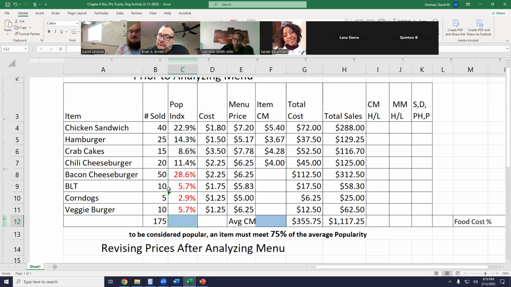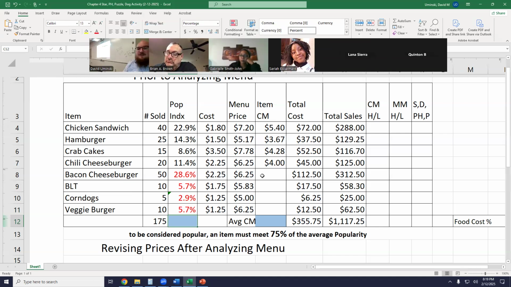Now, keep in mind, I have it formatted for percentages, okay? If it's not formatted for percentage, it's gonna give you that 0.057. You still need to make that into 5.7%, okay? But this particular assignment, I already have it formatted to percentages. Okay, so that is how I find those percentages.